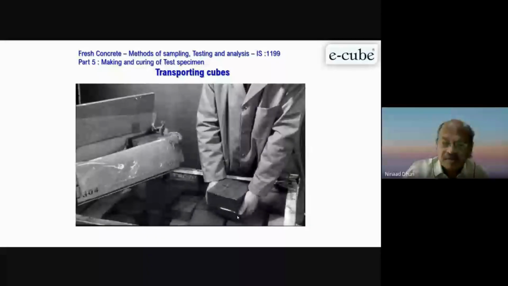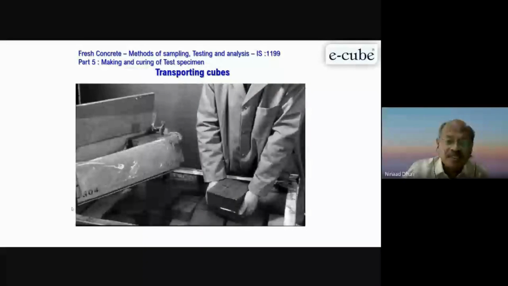But there is a requirement actually. As per the IS, whenever you are testing cubes, you must take the actual measurement of the cubes. Don't assume 150 mm. It will never be 150 mm unless the cube molds are very, very new. So you may not get a correct picture of concrete strength. You must remember this; note this point down.